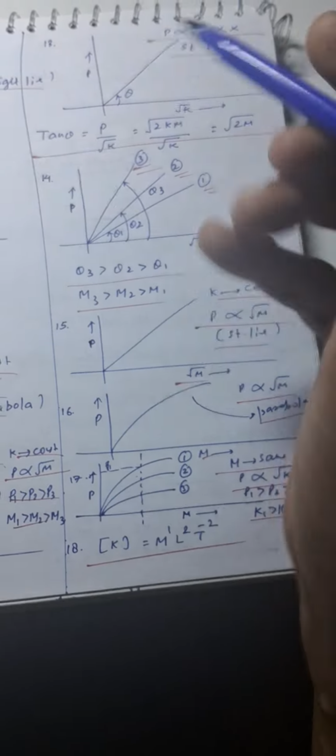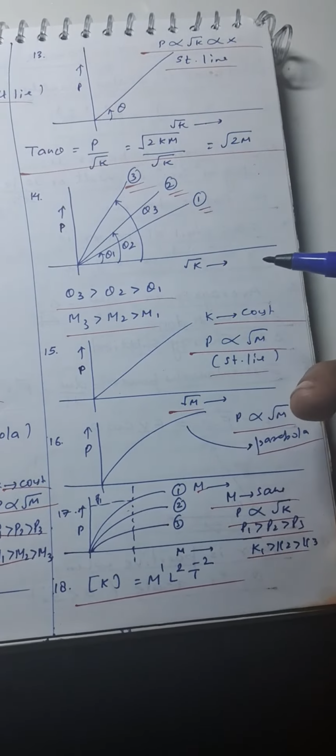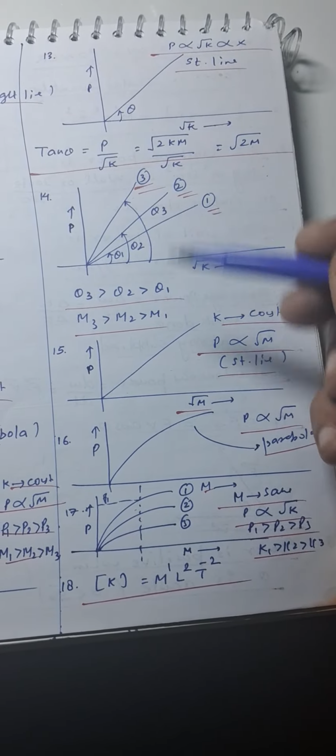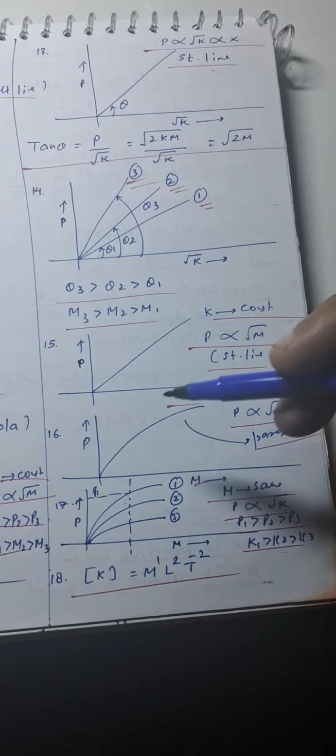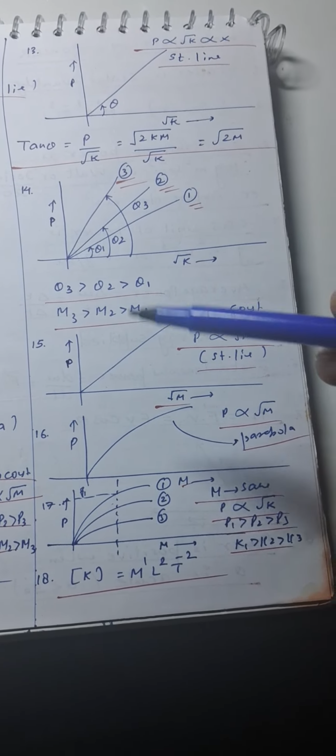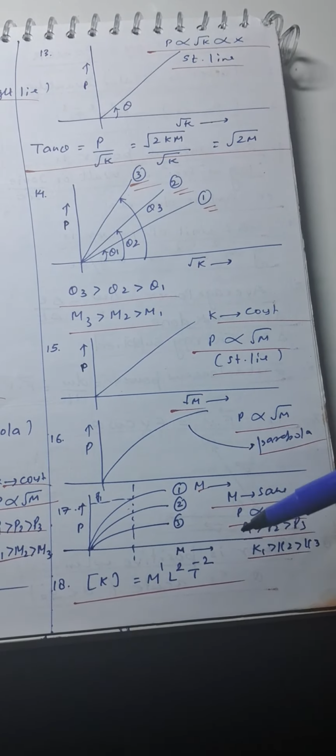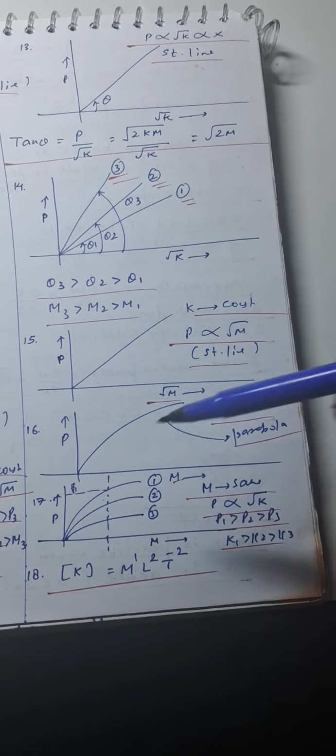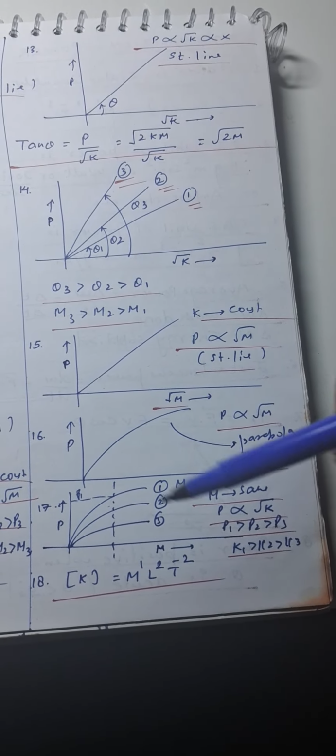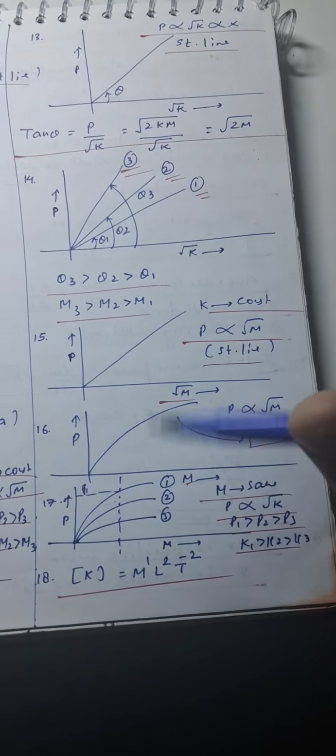Then P versus root K graph. Analysis for the three different cases. Comparison of angle, comparison of masses. Then we have P versus root M graph. Then P versus M graph analysis involving the comparison of kinetic energies. Then we have dimension of kinetic energy.